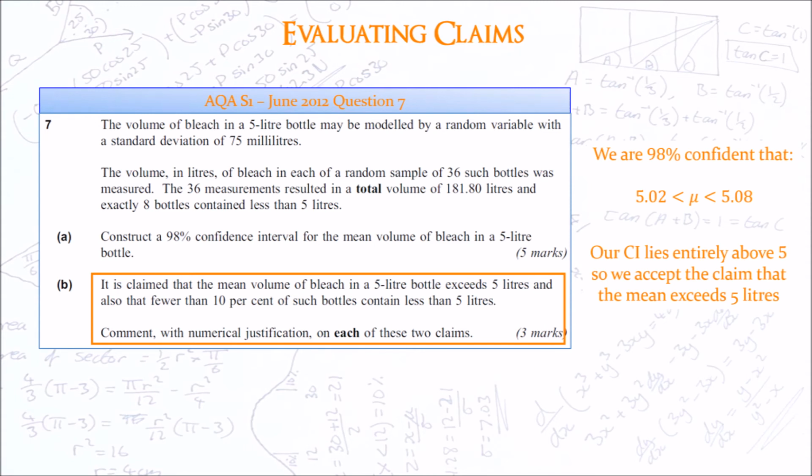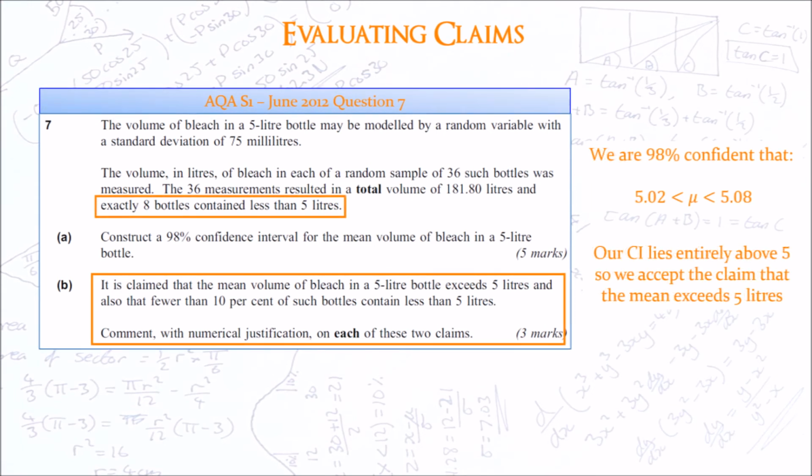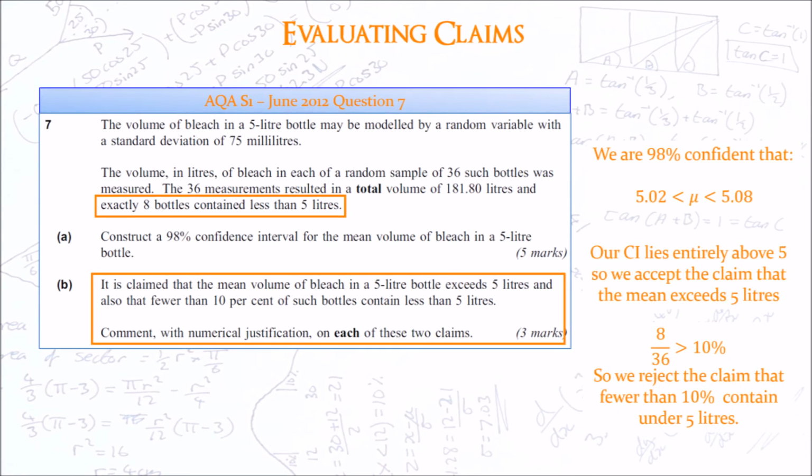In the next part it says fewer than 10% of such bottles contain less than 5 litres. Now quite often the second claim wants you to refer to the actual numerical data. And if we read this question, it tells us that exactly 8 of the 36 bottles contain less than 5 litres. Now 8 over 36 is clearly greater than 10%. So we're going to reject this second claim.